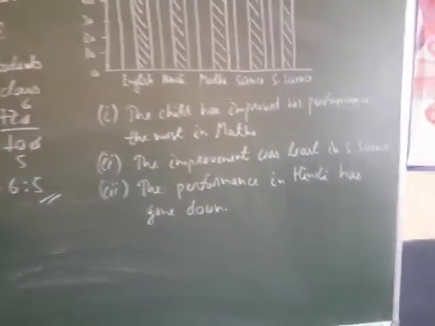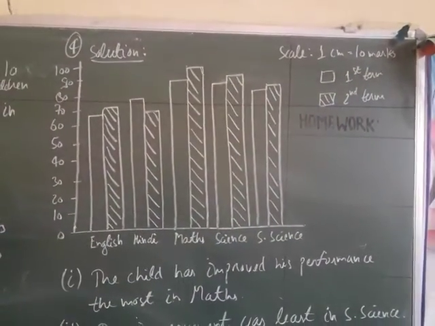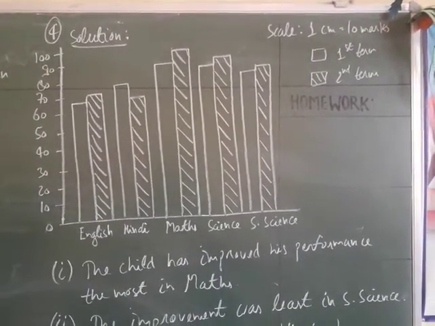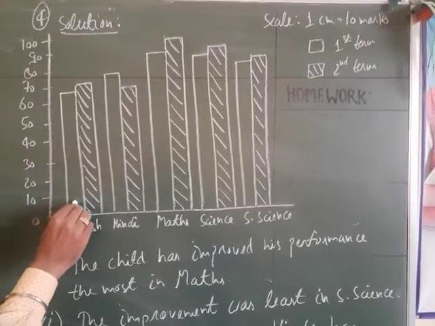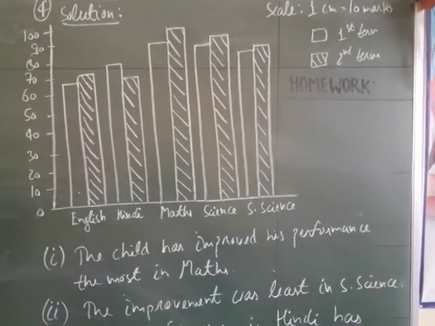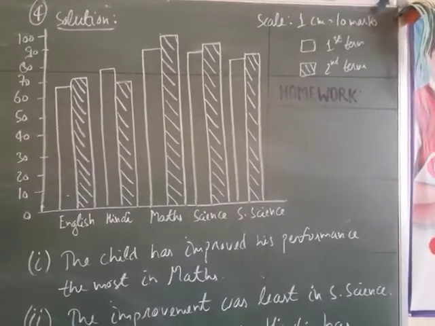Then students, see the fourth question. In this the performance of a student in the first term and second term is given. You have to draw a double bar graph. Again in this you will take a scale of 1 centimeter equal to 10 marks, and the blank portion represents first term marks and the lined portion represents second term marks. Different subjects are given. You will make this with the help of graph paper.